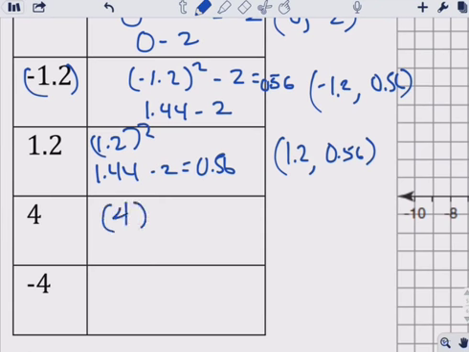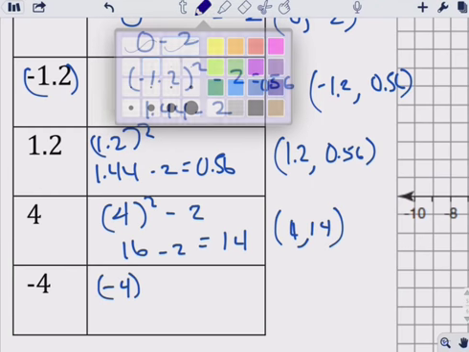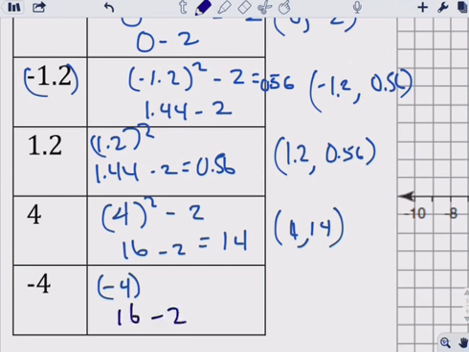4 squared minus 2, that's 16 minus 2, which is 14. So you have 4 and 14 here. Negative 4 squared is negative 4 times negative 4, which is also 16 minus the 2 that's there. Gives you 14. Negative 4 is also 14.